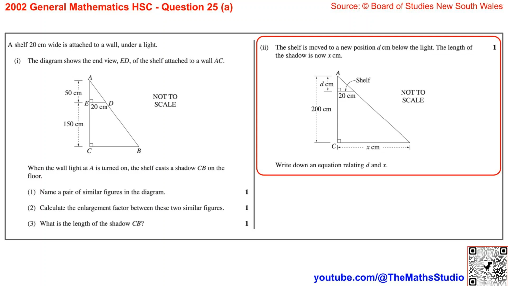Part 2. The shelf is moved to a new position d centimeters below the light. The length of the shadow is now x centimeters. Write down an equation relating d and x.